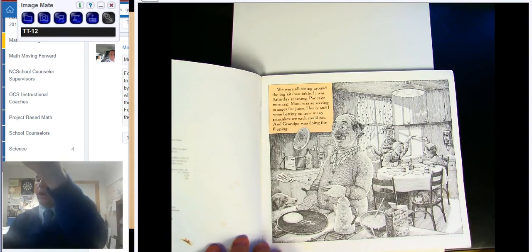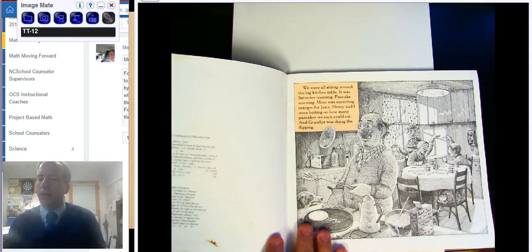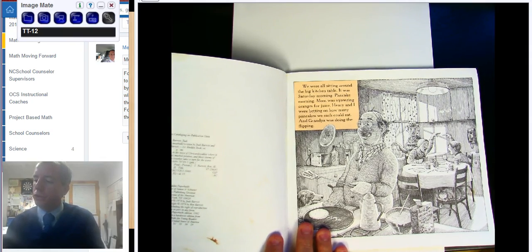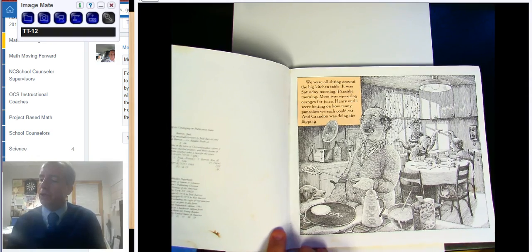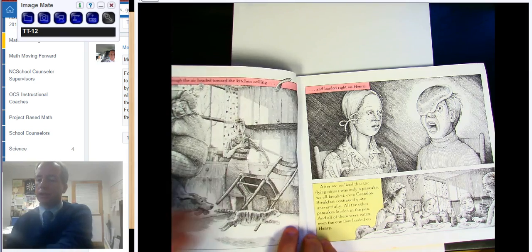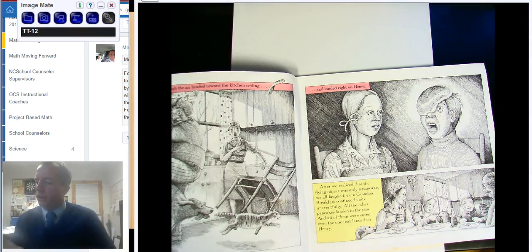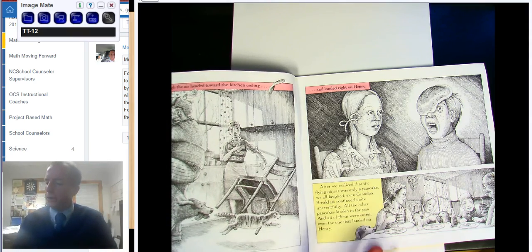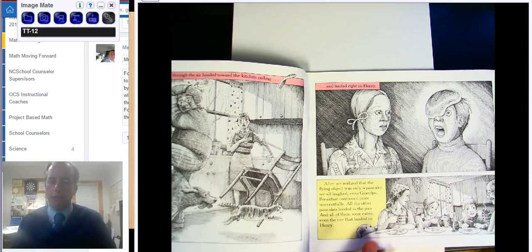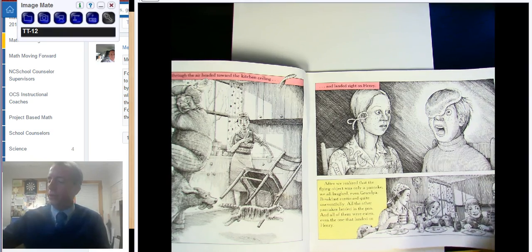We were all sitting around the big kitchen table. It was Saturday morning and it was pancake morning. Mom was squeezing oranges for juice. Henry and I were betting on how many pancakes we could each eat, and Grandpa was doing the flipping. Seconds later, something flew through the window, through the air, and headed toward the kitchen ceiling, and landed right on Henry. After we realized that the flying object was a pancake, we all laughed, even Grandpa. Breakfast continued quite uneventfully. All the other pancakes landed in the pan, and all of them were eaten, even the one that had landed on Henry.